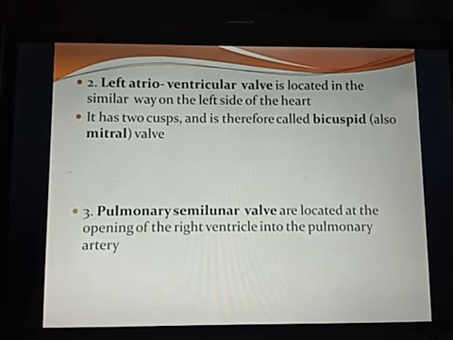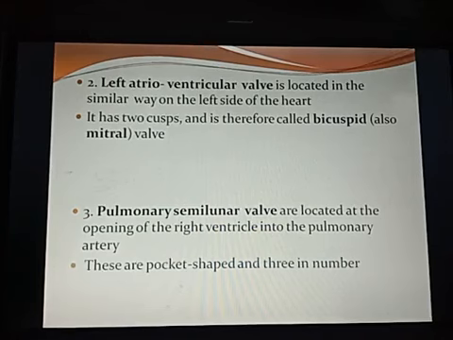The next one is the pulmonary semilunar valve. It is located at the opening of the right ventricle into the pulmonary artery. We all know what kind of blood the pulmonary artery contains: deoxygenated blood. Here a semilunar valve is present, whose basic function is to prevent the backflow of blood from the pulmonary artery into the right ventricle. These are pocket shaped and are 3 in number.